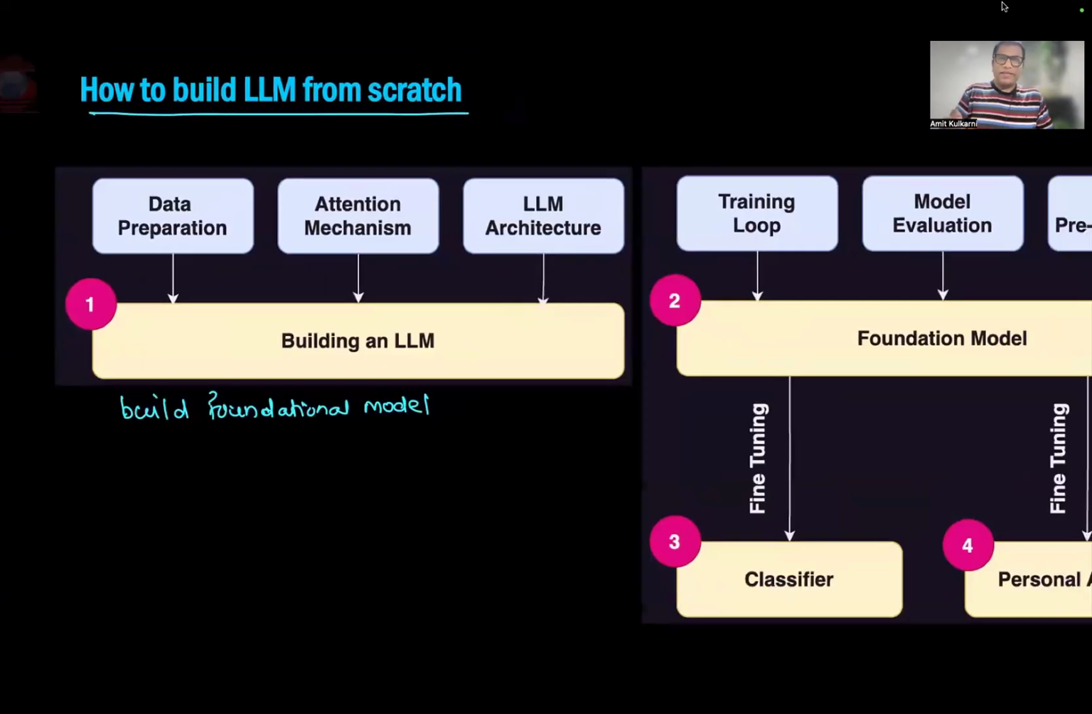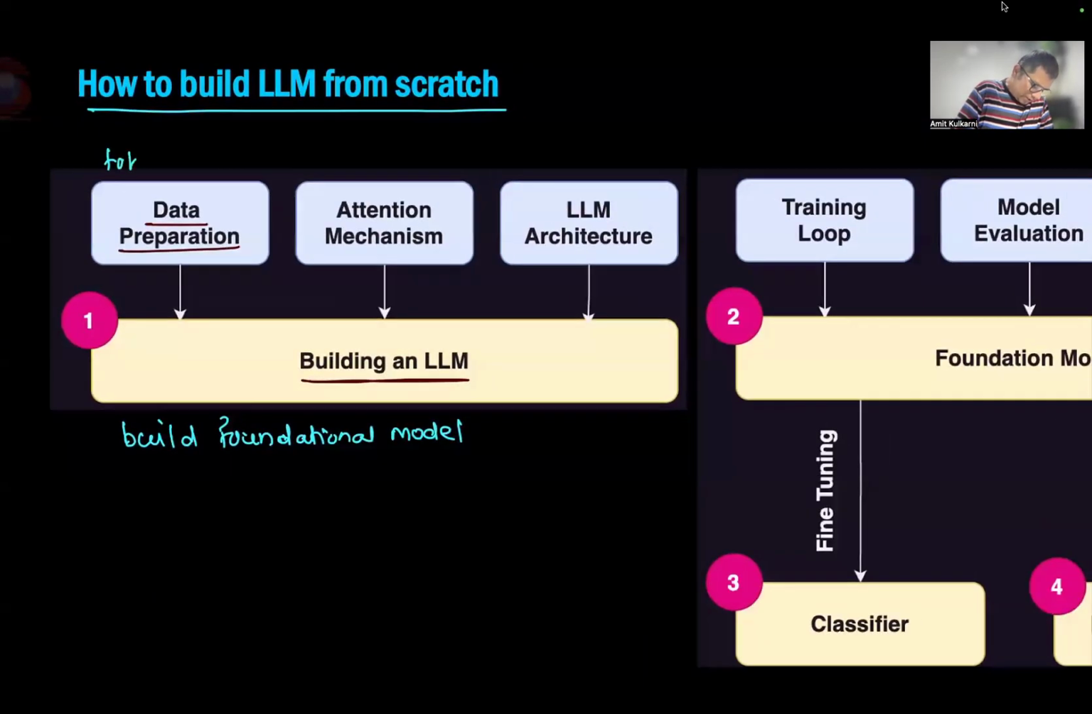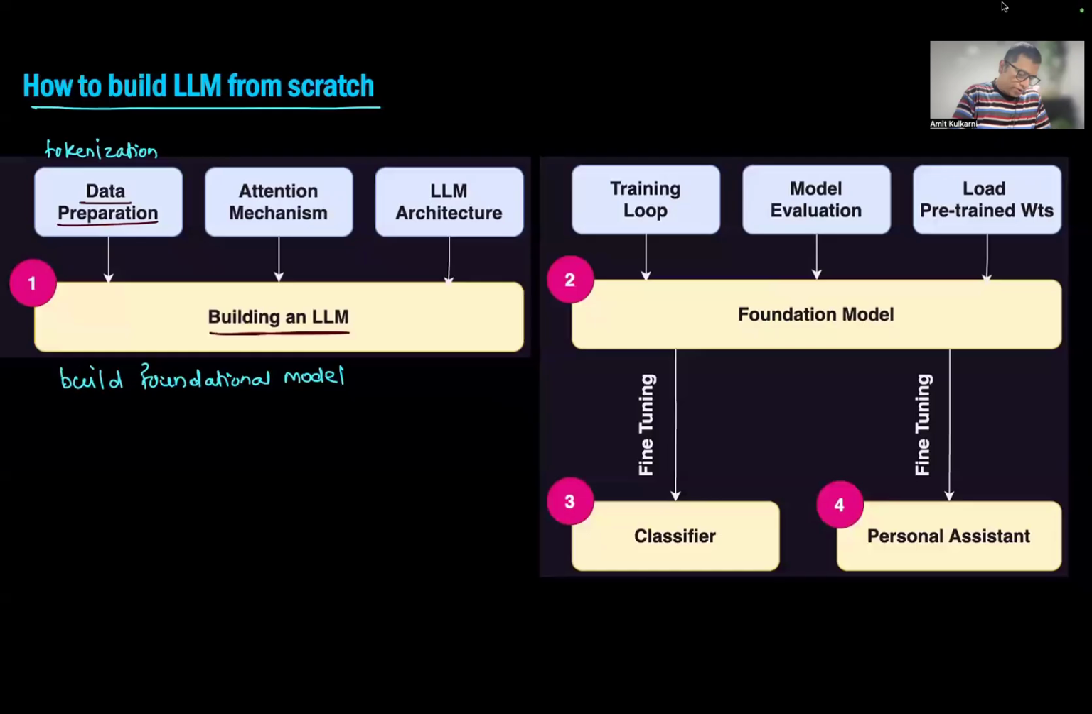What different things are required here? Number 1, this is where we are going to build the heart of it, the foundational model, which requires data preparation. When I say data preparation, I mean tokenization. And this is what we are going to start tomorrow. We'll see multiple types of tokenization like character tokenization, word tokenization, subword tokenization, byte pair encoding, and so on. Starting from tomorrow, we are going to go in deep and start exploring each of these blocks one by one.